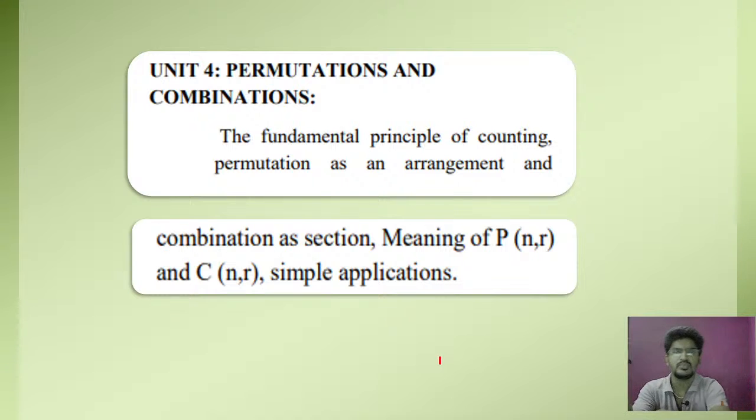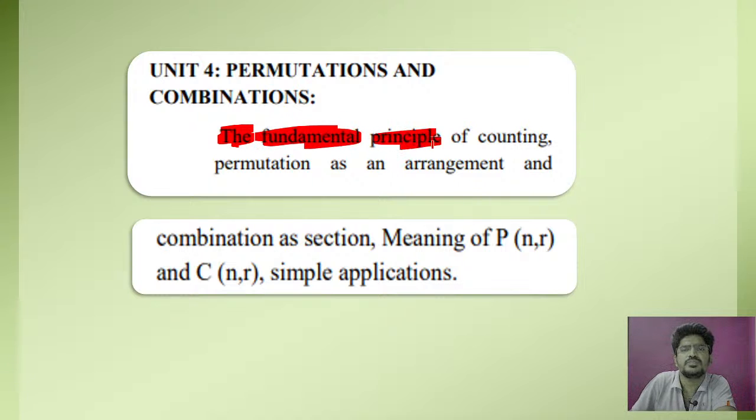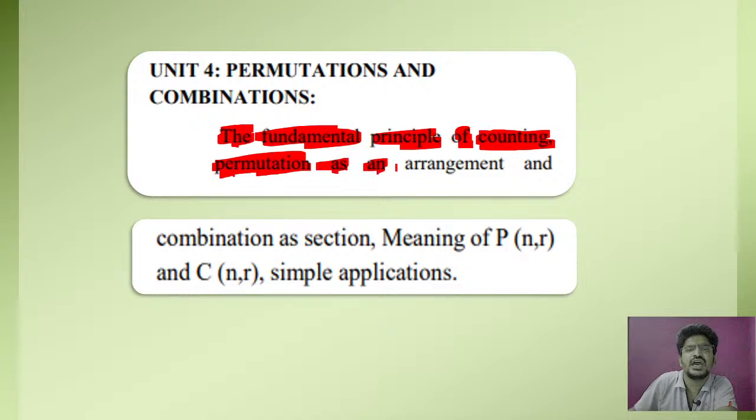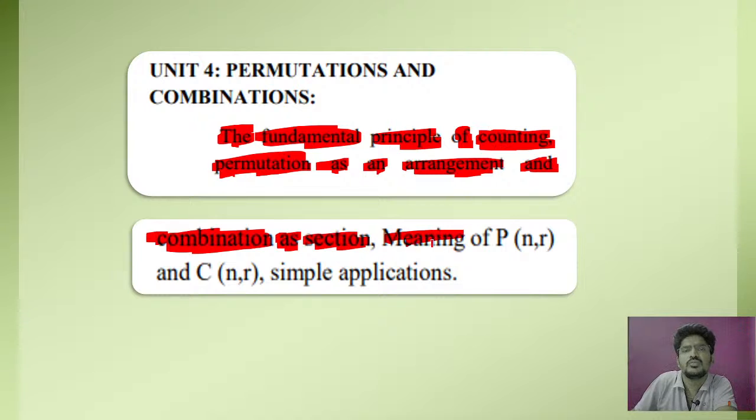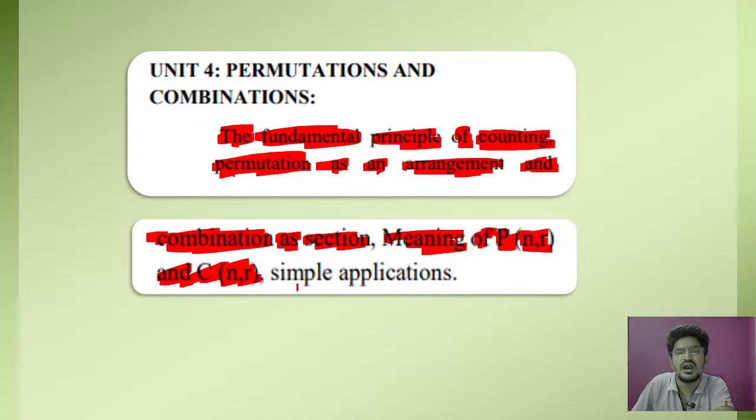So next unit is permutations and combinations. So you just see here, it is a very small unit that you can get one question from this, that is the fundamental principle of counting. First concept, the fundamental principle of counting. Permutation as an arrangement and combination as selection. Meaning of P of n comma r, that is permutation, and C of n comma r, that is nCr, and simple applications.